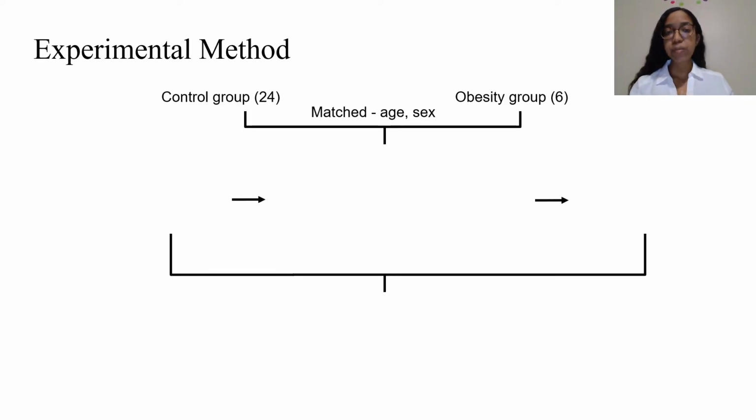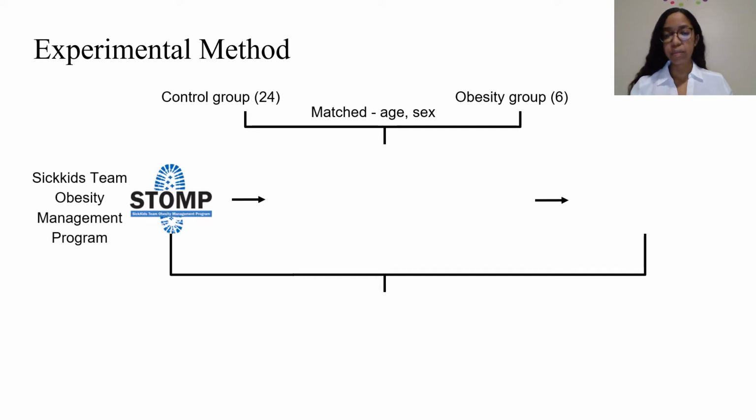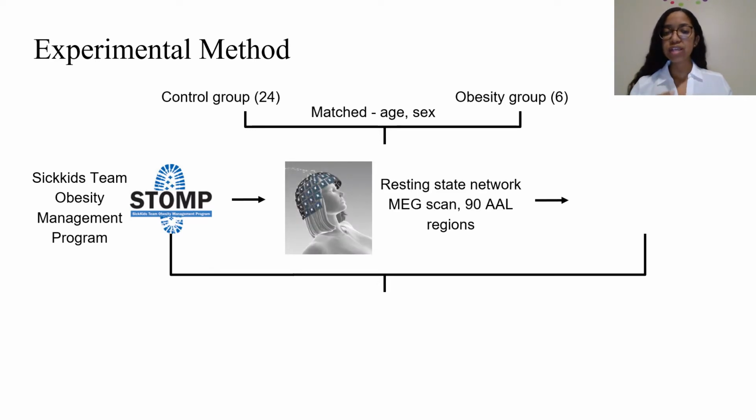Now, as for the experimental method, 24 controls and 6 obese individuals were matched based on age and sex. So they were recruited to the Sick Kids Team Obesity Management Program clinic at Sick Kids Hospital. They were then subjected to the MEG scanner, where resting state network recordings were taken. So this was done with respect to 90 brain regions identified using the AAL, or Automated Anatomical Labeling Atlas.